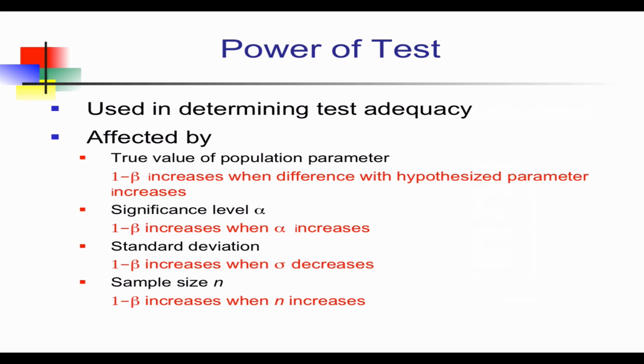So now, what is the power? Power is right here. It's the area under the blue curve which is to the left side of C. So you see the power increases from here to here. That means if the distance between mu alpha and mu 0 gets bigger, your power increases. So this is the number 1 deciding factor.